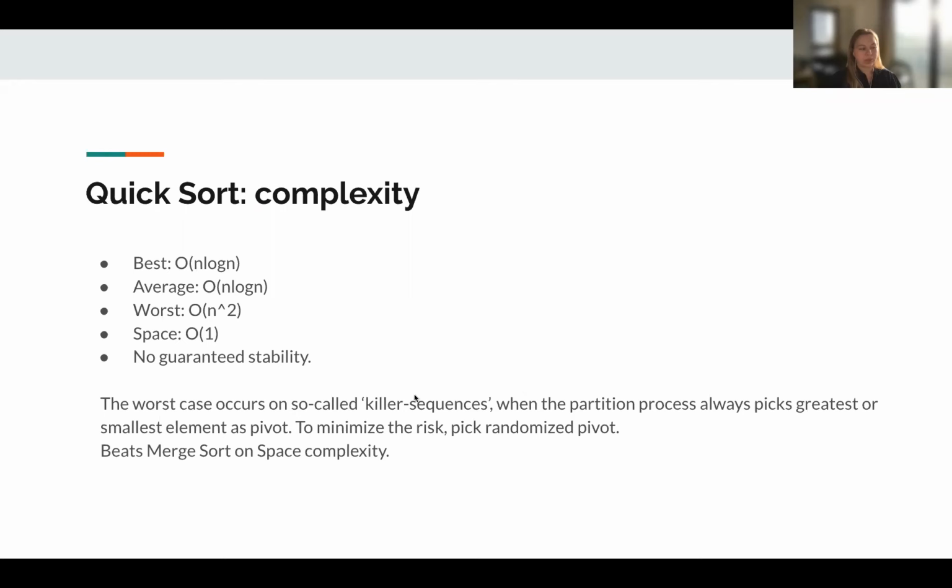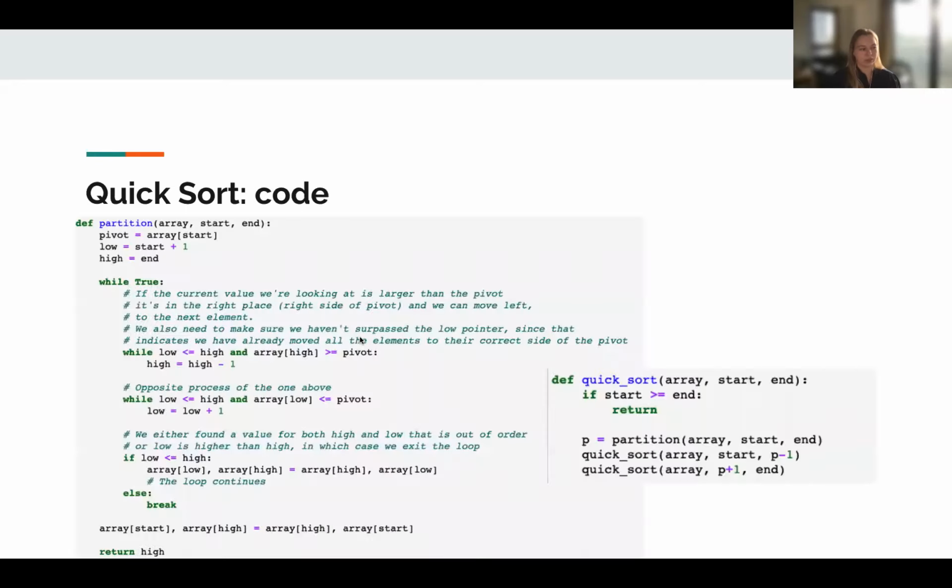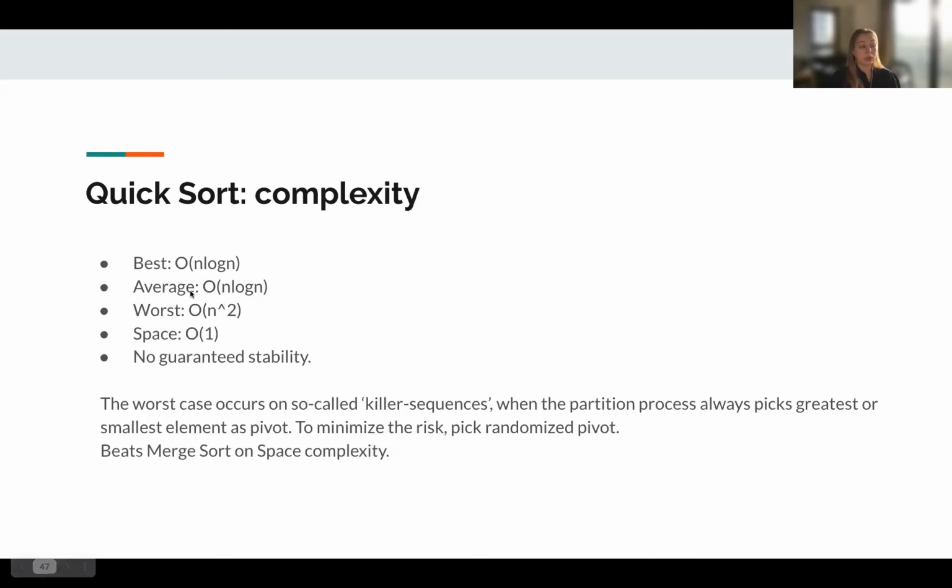So what happens when you provide a killer array to the quicksort? The partition process will always pick the greatest or smallest element as pivot, which will then eliminate all the benefits of splitting, right? You'll always be sorting like 1, 1, 1, and that will be basically working just like selection sort. Remember selection sort, when you always pick the smallest element, right? And this would happen exactly the same way in here. But it does beat merge sort on space complexity because it does not require any additional space.